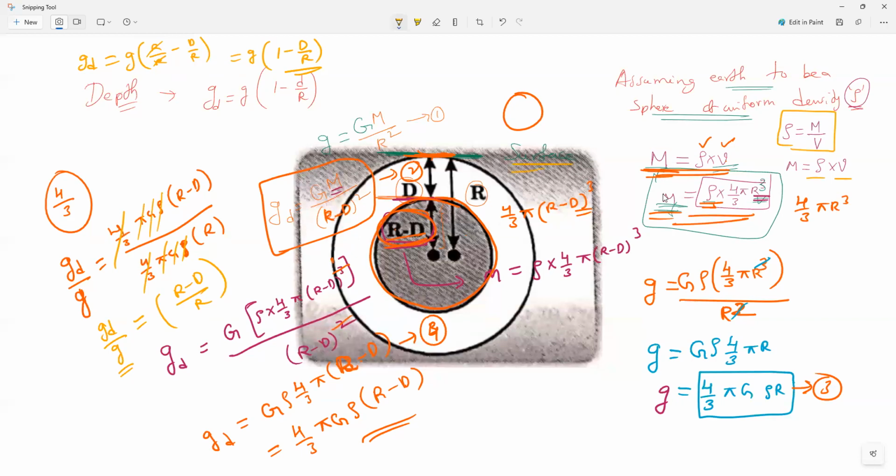As we consider the Earth a sphere, that is our assumption. What is the volume of a sphere, everybody? 4/3 pi r cubed. That is the volume of the sphere.